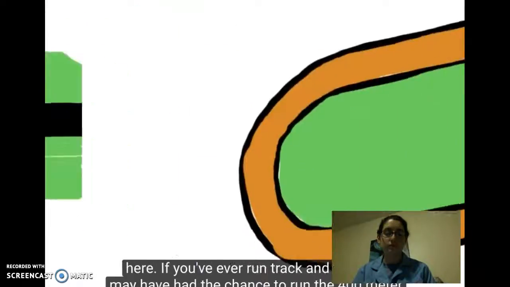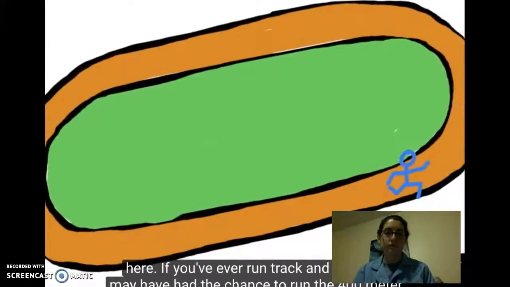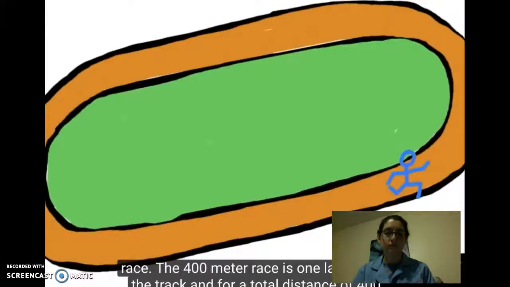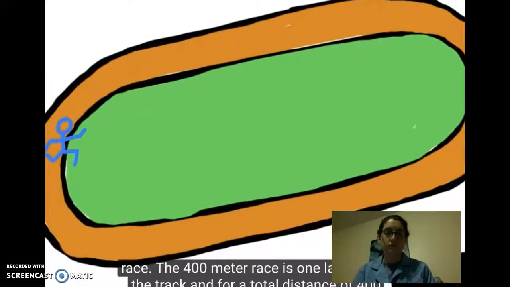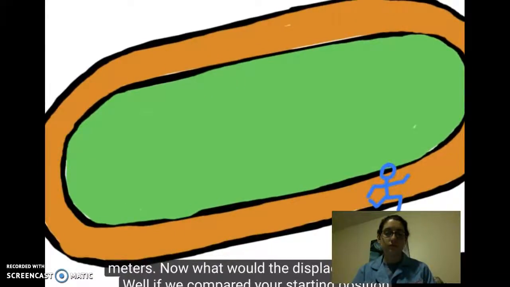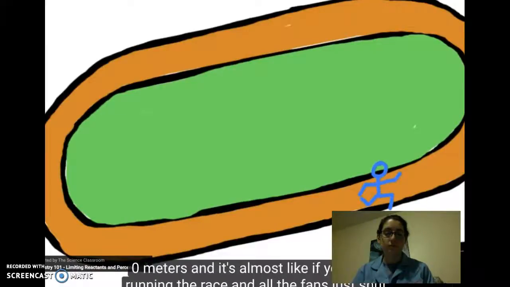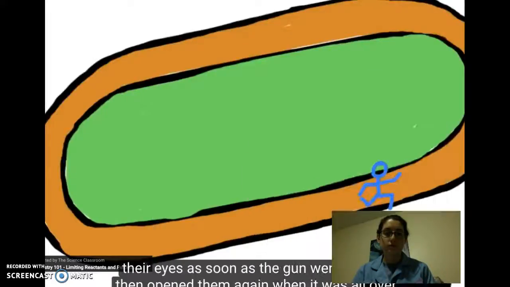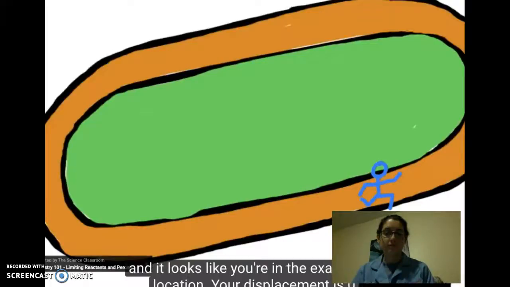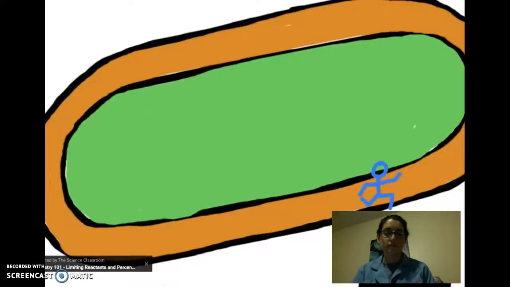Let's look at another example here. If you've ever run track and field, you may have had the chance to run the 400-meter race. The 400-meter race is one lap around the track, and for a total distance of 400 meters. Now, what would the displacement be? Well, if we compare your starting position right here to your ending position right here, we would say that your total displacement was 0 meters. And it's almost like if you were running the race and all the fans just shut their eyes as soon as the gun went off and then opened them again when it was all over, and it looks like you're in the exact same location. Your displacement is 0.